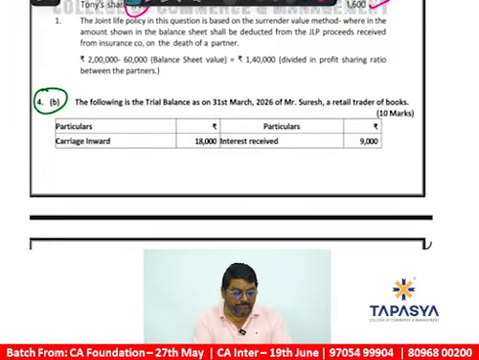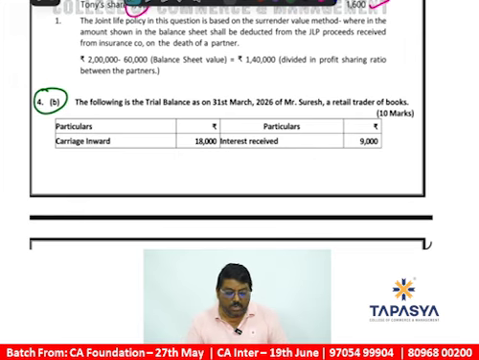Come to the credit items. Interest received, P&L credit. Sales, trading credit. Return outward, minus from purchases. Discount received, P&L credit. Capital, balance sheet at the top. Term loan from bank, liability. Sundry creditors, liability. Very simple.